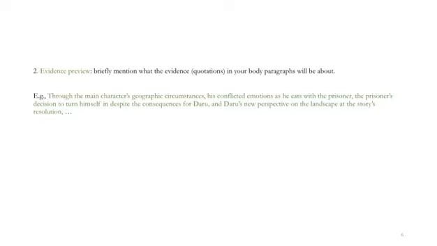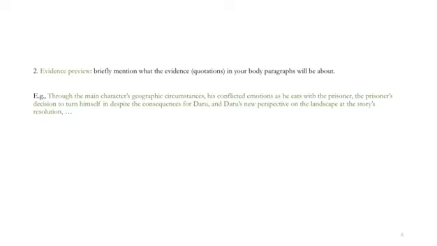So for example, through the main character's geographic circumstances, his conflicting emotions as he eats with the prisoner, his decision to turn himself in despite the consequences for Daru, and Daru's new perspective on the landscape at the story's resolution. You'll notice that's not a full sentence. But now I know that in the first body paragraph, the quotations will be about Daru. Daru is the main character, the protagonist. It will be about his geographic circumstances.